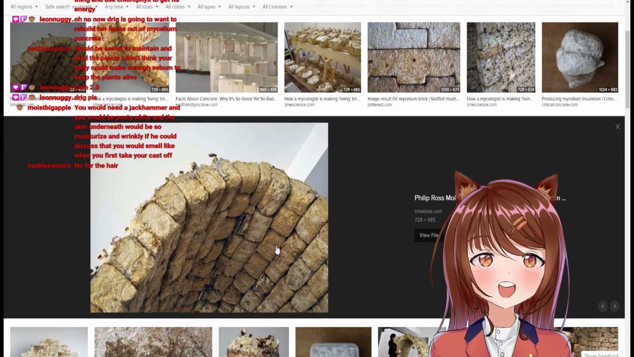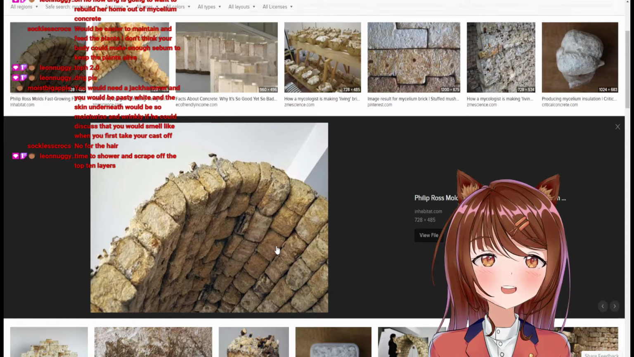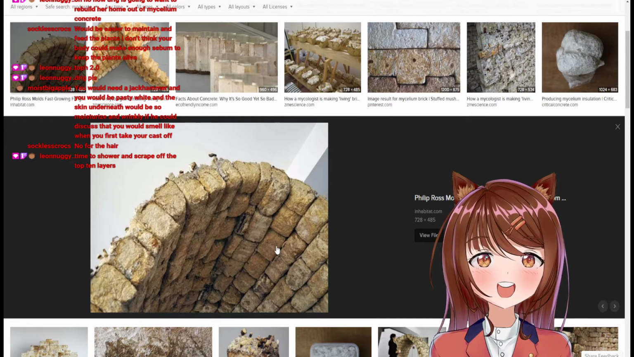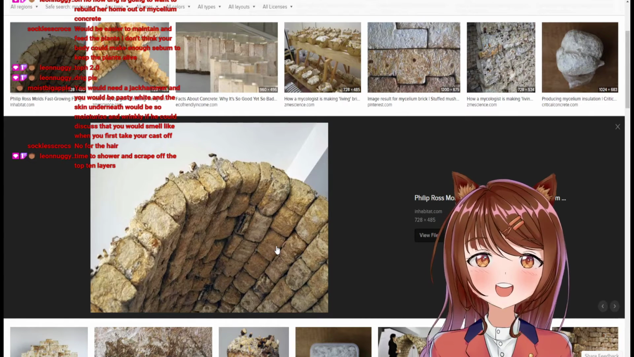You would need a jackhammer and you'd be pasty white. The skin underneath was so moisturized and wrinkly. Oh, that would be gross. Yeah, it would be like a cast. Ew. That is gross.